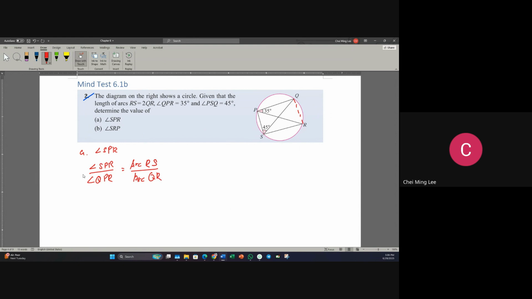This one we know is the one we want to find, SPR, and QPR is 35. Arc RS is 2 times QR, so you can say 2 QR over QR. So you get 2. This one moves here, so SPR equals 35 times 2, which is equal to 70 degrees.